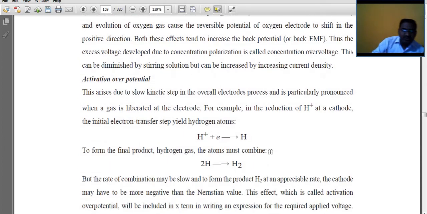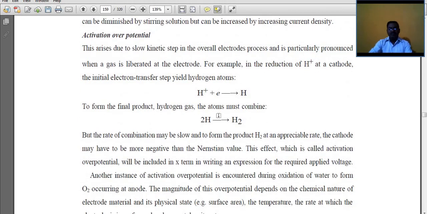The activation overpotential arises due to a slow kinetic step in the overall electrode process and is particularly pronounced when a gas is liberated at the electrode. For example, in the reduction of H+ at the cathode, the initial electron transfer step yields hydrogen atoms. Here, hydrogen gaining an electron becomes H. To form the final product, hydrogen gas, the atoms must combine.